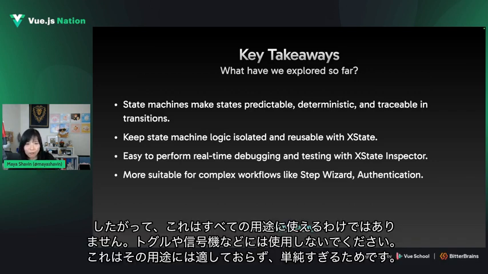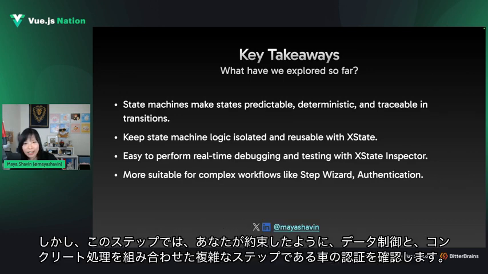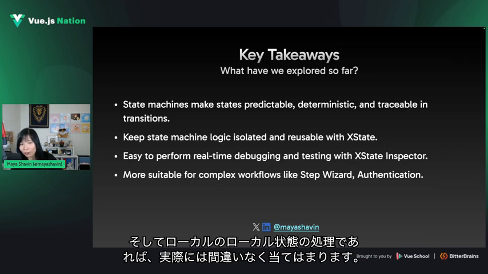So this is not for everything. Don't use it for something like toggle, or traffic lights, because it's not meant for that. It's too simple for it. But for things like step wizard, checkout card, authentication, complex step handling combined between asynchronous data control and local state handling, then XState is definitely the case.